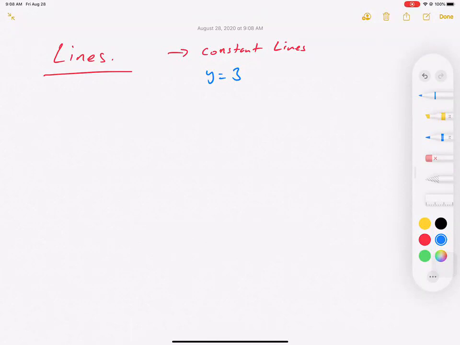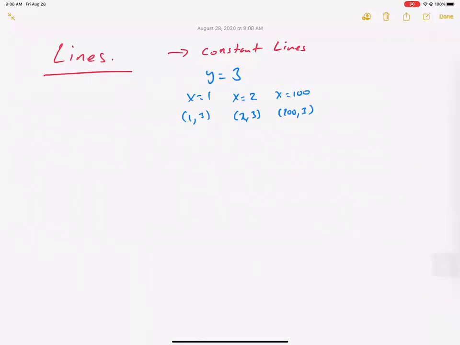So if x, like we talked before, if x was 1, 2, 3, 4, 5, if x is 1, y is still going to be 3. If x was 2, y is still going to be 3. If x was 100, y will still be 3. So this graph looks like a line that's not changing. 1, 2, 3. And this is the graph of our line.